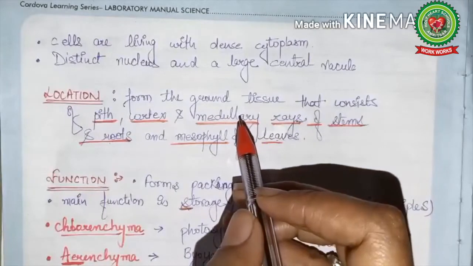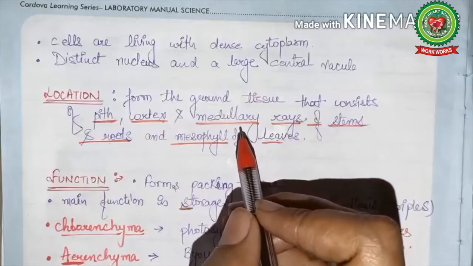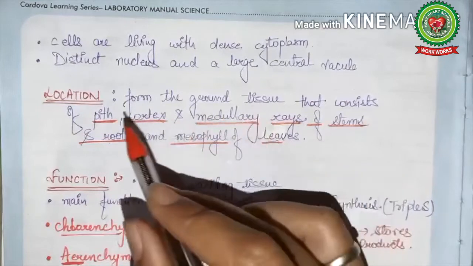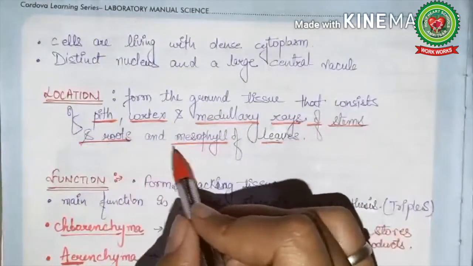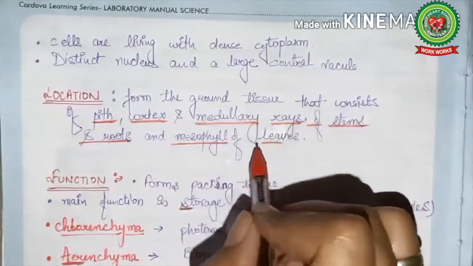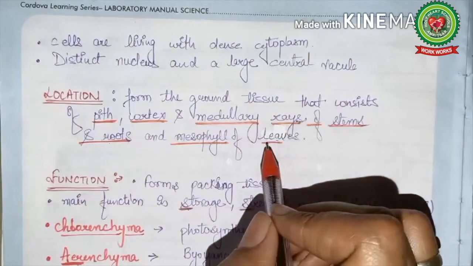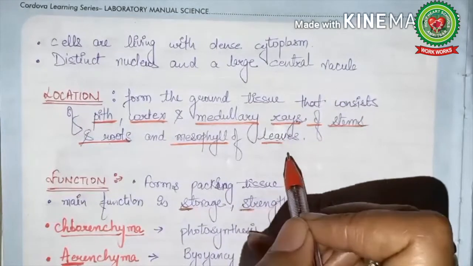Now, if we talk about the location of parenchyma tissue, parenchyma is the most common and least specialized tissue. It forms the fundamental or ground tissue that consists of pith, cortex, medullary rays of stems and roots and mesophyll of leaves. In 10th standard, we have discussed the TS of leaf. In that, we have discussed parenchyma cells, spongy parenchyma cells, that are the kind of parenchyma cells only.